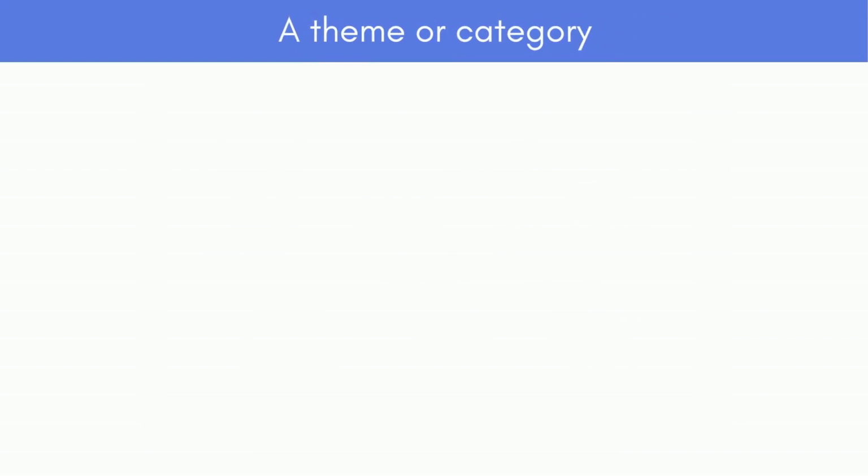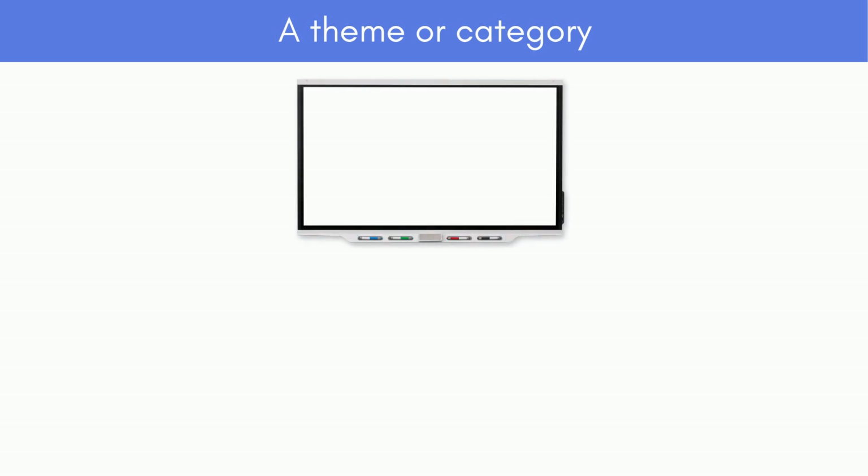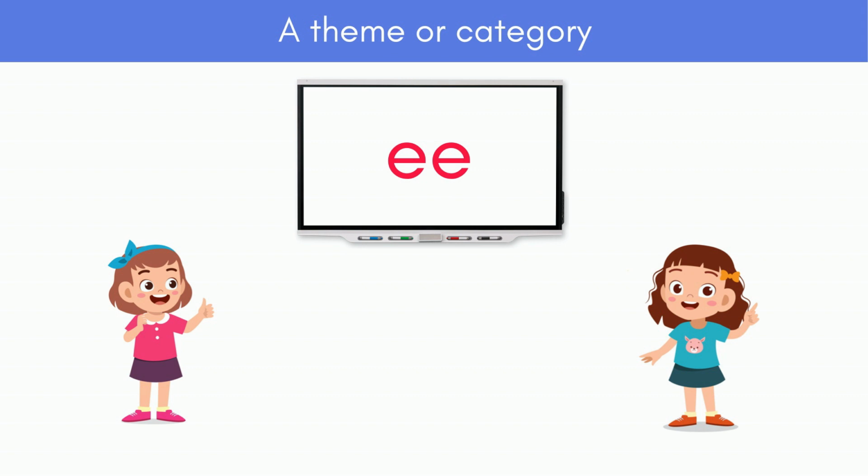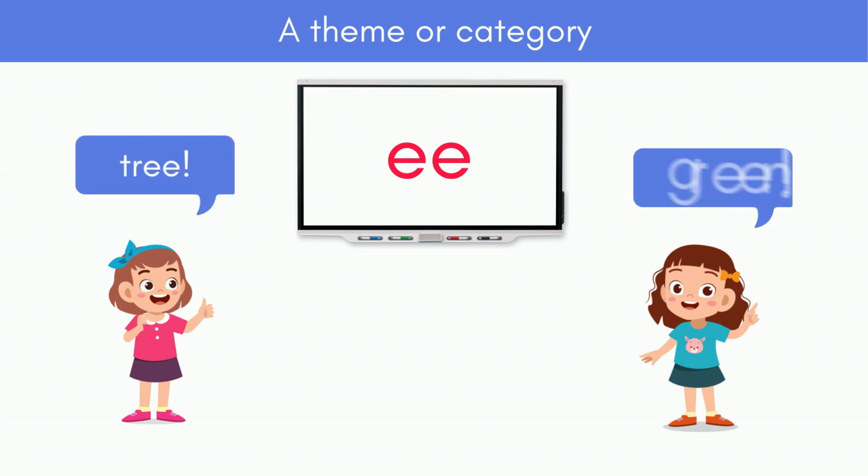A theme or category. We can give the children a theme or category that relates to a song, and the children can brainstorm words for that theme or category. If the song is about a zoo, the children can brainstorm zoo animals. If the song is a phonics song that focuses on the phonics family E, the children can try to think of words such as tree, green, or bee.